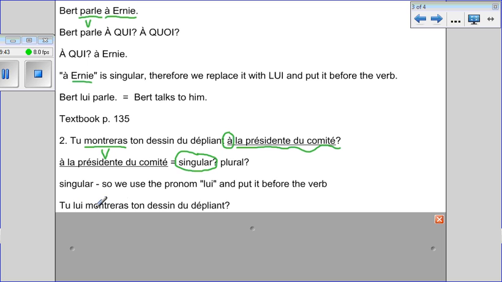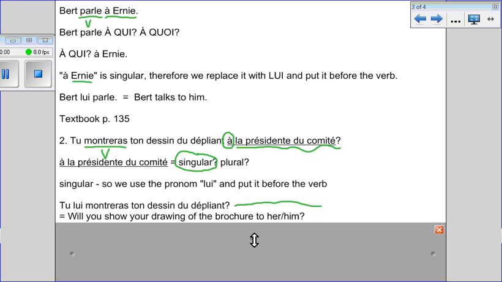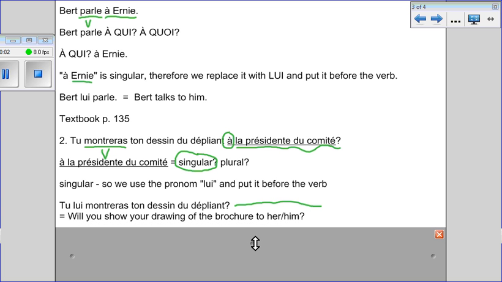All right, here we go. Here's the verb. We've replaced all this lovely bit right here with lui, and it's gone before the verb, and then we take away the rest. We don't add in à la présidente du comité. This is all gone because you've replaced it. So you take it out at the end. In English, this is, will you show your drawing of the brochure to him or her or whoever it is?